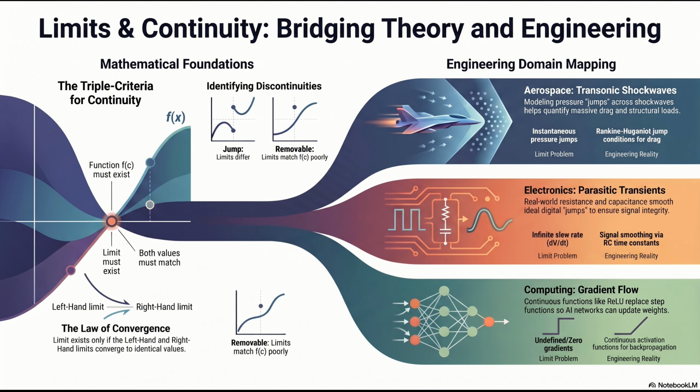Right. The network calculates the error at the output and then multiplies the gradients backward through the layers of the network to update the weights. But if you multiply by a derivative of 0, the gradient vanishes entirely. The error signal stops dead. The network cannot update its weights. So how did computer scientists build a bridge over that mathematical void? Like, how did they fix the limit problem?